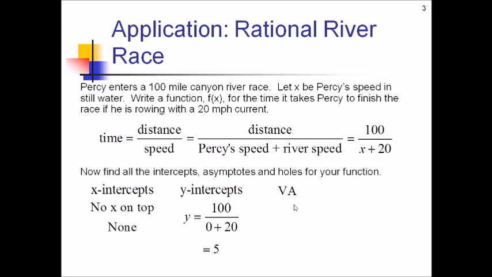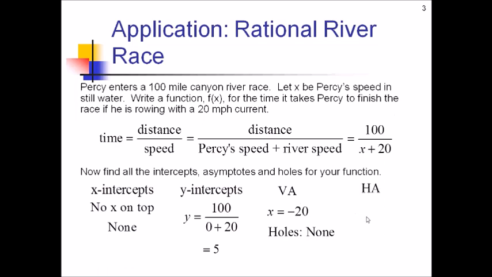For vertical asymptotes, this function is already as reduced and canceled as it can be, so whatever makes this denominator 0 is going to be a vertical asymptote, and if we set that equal to 0, that's negative 20. So what that means in real life is if Percy rows backwards at 20 miles an hour, matching the current, he's never going to finish the race. For holes, since we didn't have to cancel anything out, there are no holes here.